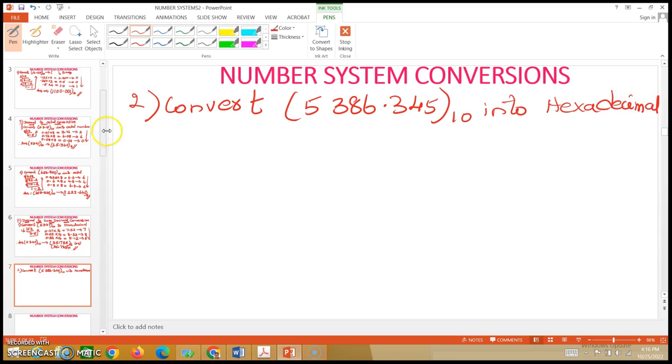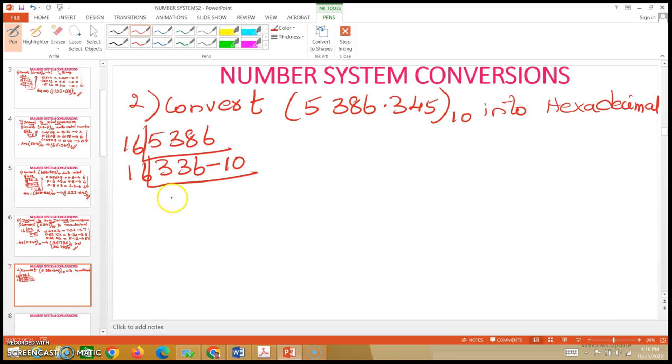Now, what is the first step? 5386 divided by 16. So 16 times 336, 10 is the remainder. Then 16 times 21, 0 is the remainder. Then 16 times 1, 5 is the remainder.